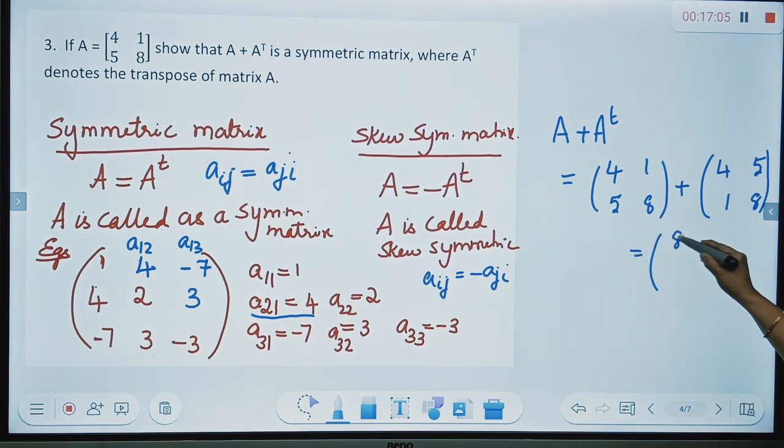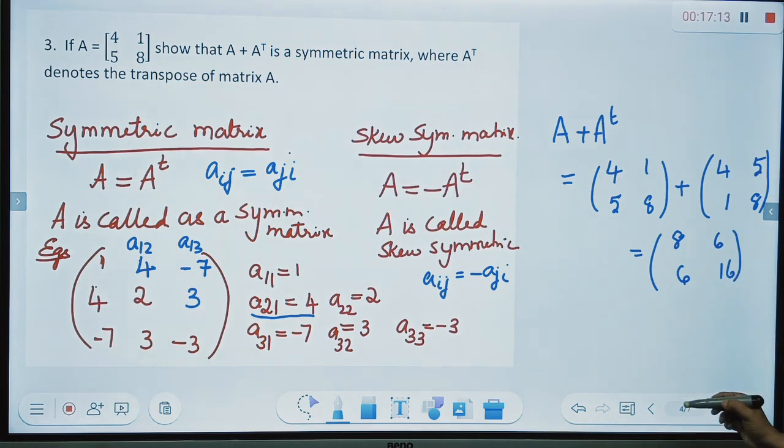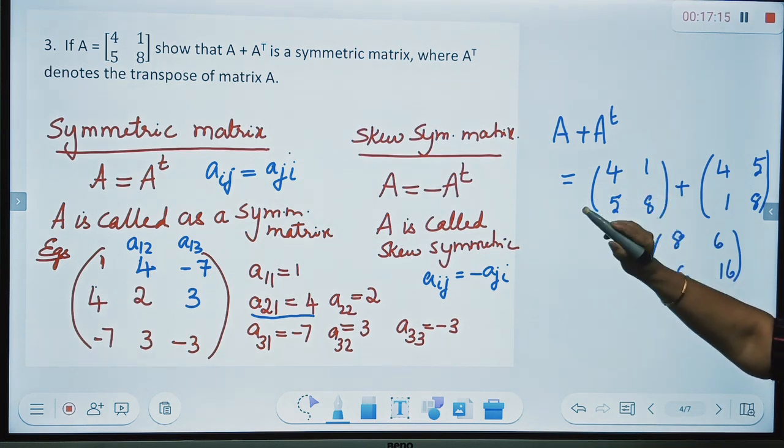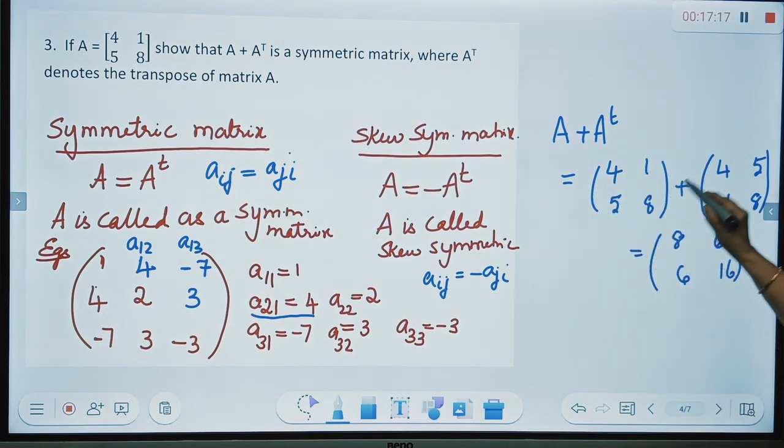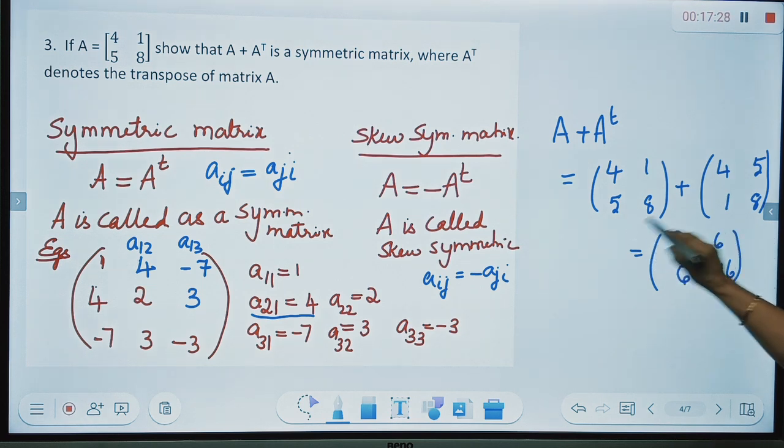Which is 8, 6, 6, 16. What is A plus A transpose? A is 4, 1, 5, 8. A transpose is 4, 5, 1, 8. Now, A plus A transpose will be 4 plus 4, 8, 5 plus 1, 6, 5 plus 1, 6, 8 plus 8, 16.